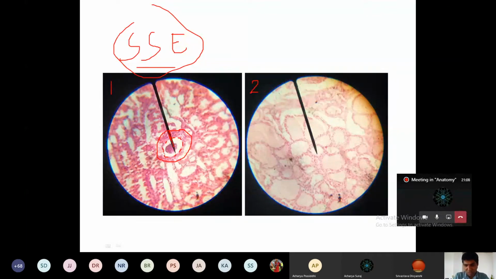Okay, this is the simple cuboidal epithelium. Very good. It is lining the thyroid follicle. See, this is the thyroid follicle, this is the thyroid follicle.